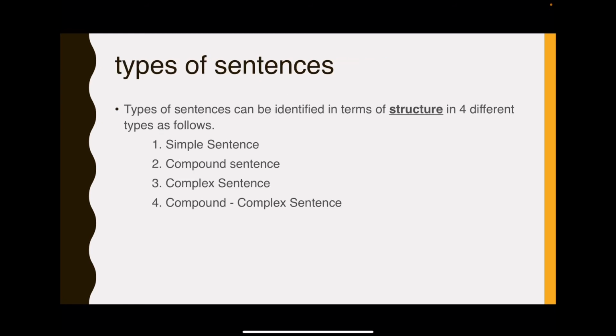So here are the types of the sentence once again, but in terms of their structure. Before we discussed the function of the sentence, right? But here it is the structure of the sentence, and it can be identified in 4 different types as follows. Let's start with the first one, that is called simple sentence. Hopefully it should be simple as its name, right? Number 2, compound sentence. Number 3, complex sentence. And the last one, compound complex sentence.